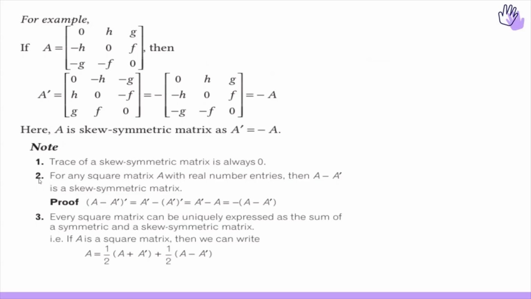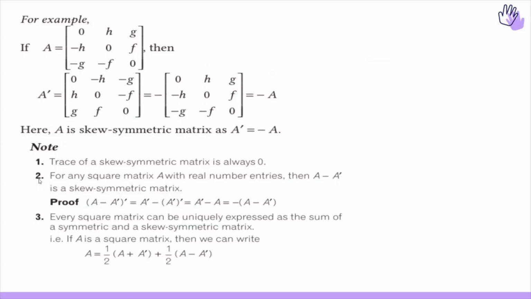Similarly, if A is a skew matrix, then A minus A bar will also be a skew matrix. Also, the third point, very important: every square matrix can be uniquely expressed as the sum of a symmetric and a skew symmetric matrix. Let us assume I give you a square matrix A. That is nothing but half times (A plus A bar) plus half times (A minus A bar).